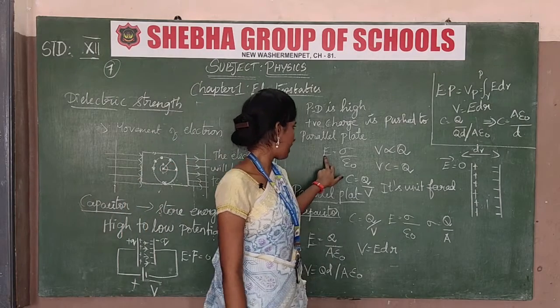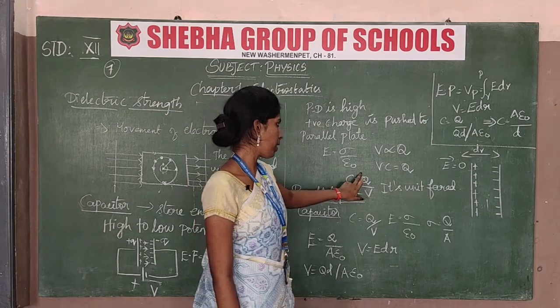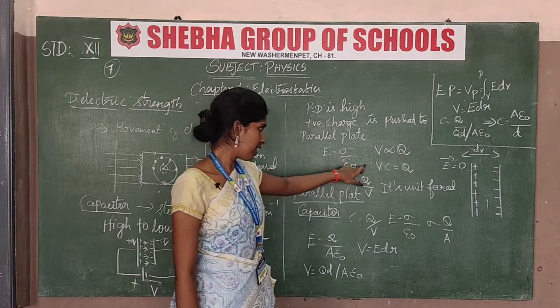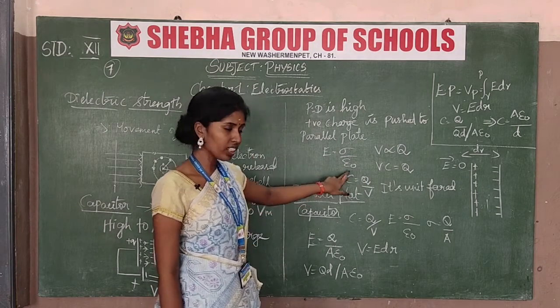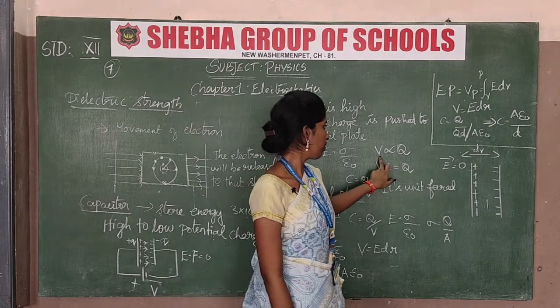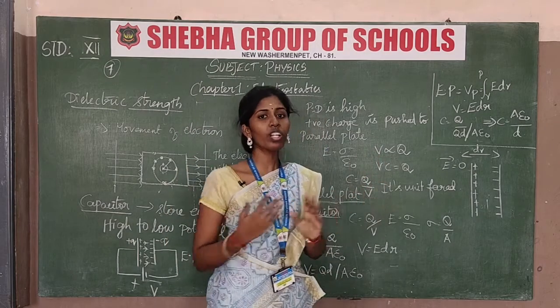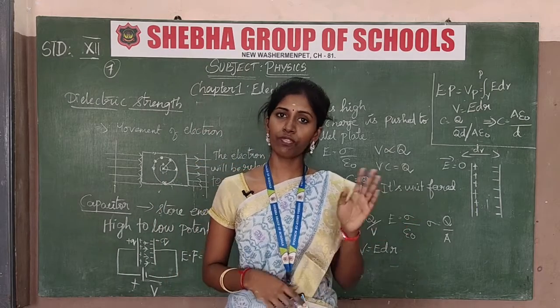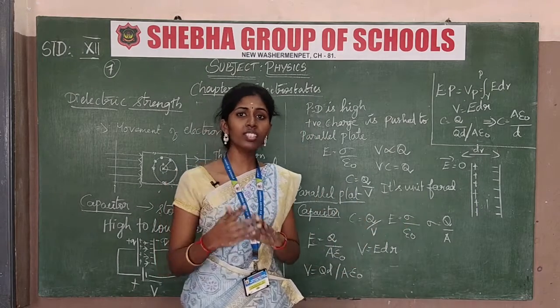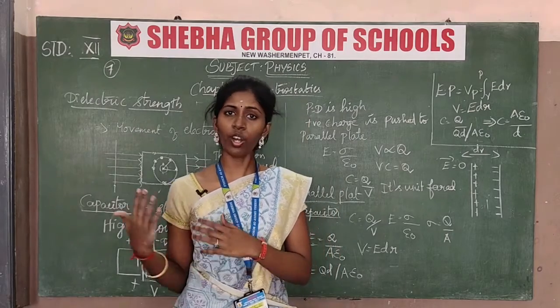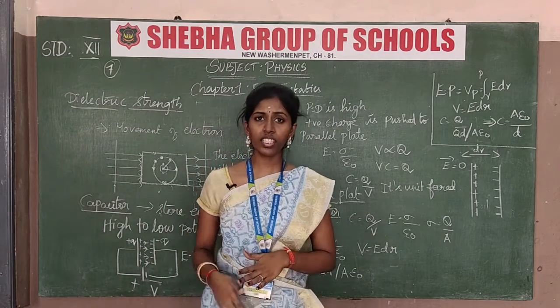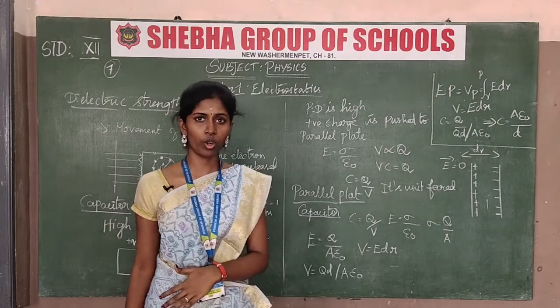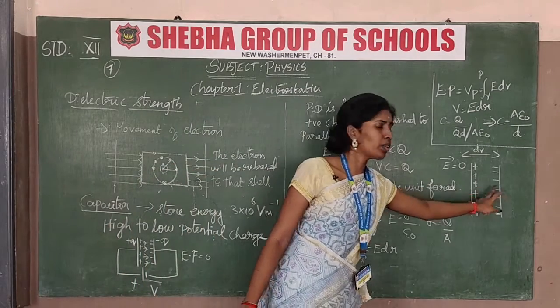So here we take E is equal to sigma by epsilon naught, the electric field, okay, it is a formula. Another, we take the potential difference as equal to the charges. Charges means Q, potential difference means V. So if V is higher, Q is also higher. If V is lower, the Q is also lower, because the same charges will be produced.